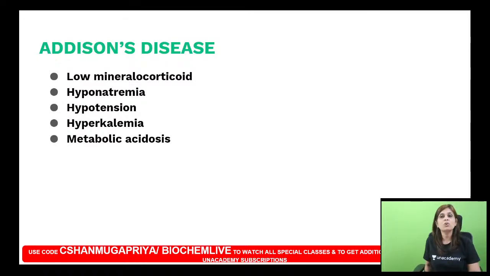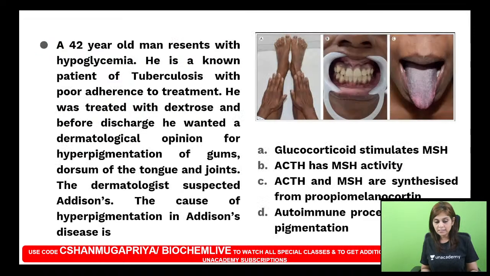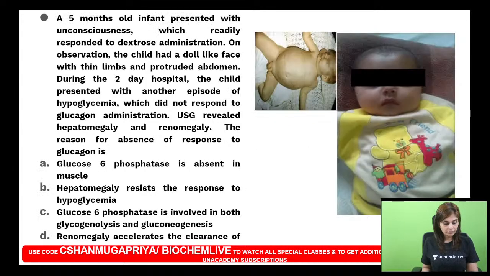So, have you understood all about Addison's? Tell me, what did you learn about Addison's? Addison's is adrenal cortical failure caused by either autoimmune destruction or tuberculosis mediated destruction of the adrenal cortex. In either case, they present with an episode of hypoglycemia or an episode of hypotension. Very good. What is the reason for pigmentation in Addison's? It's because ACTH and gamma MSH are synthesized from a common precursor, pro-opiomelanocortin.